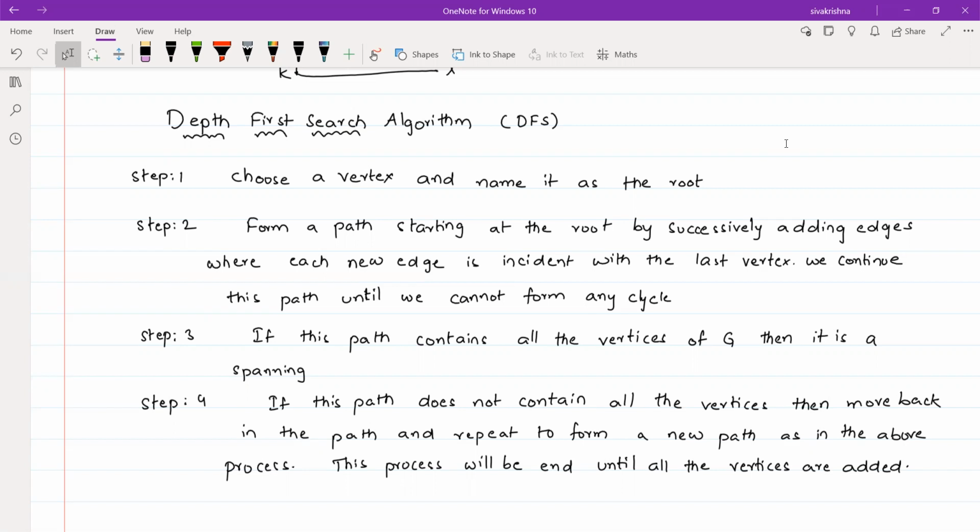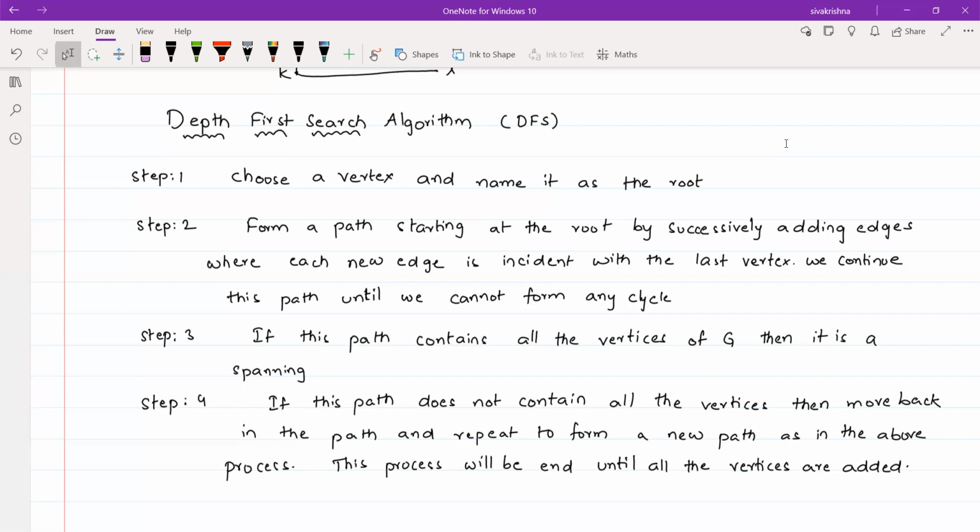So we have to start the path at the root and continue that path until we cannot continue without forming a cycle. If you form a cycle, then it is not a tree, and then we cannot find a spanning tree. So we continue the path starting from the root until we cannot extend it without forming a cycle.